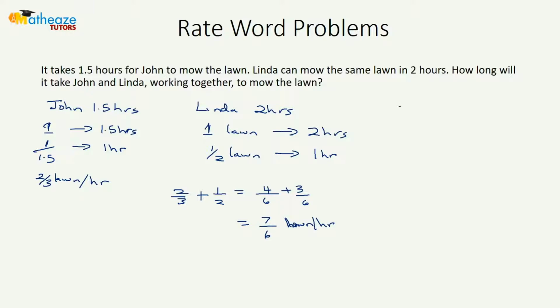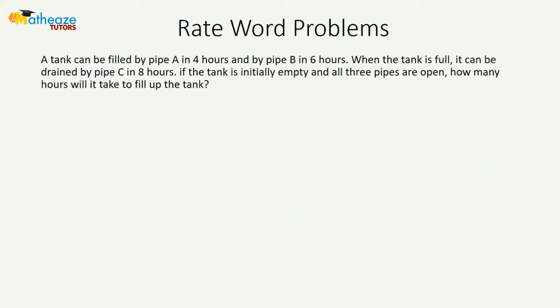So 7/6 of a lawn can be done in 1 hour. So the whole lawn is going to be 1 divided by 7/6, which is going to be 6/7 of an hour. Now let's look at another example.